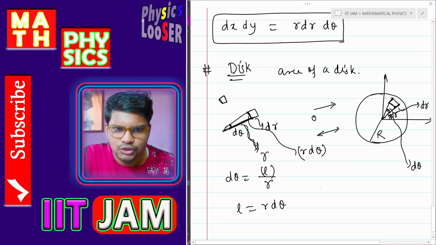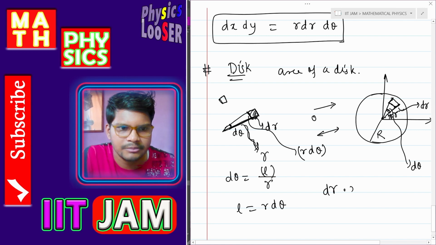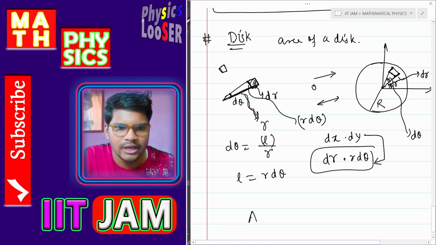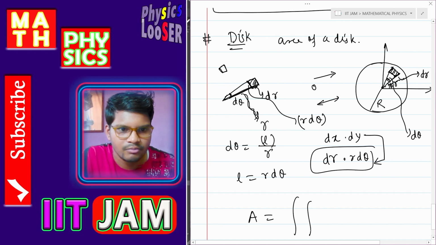Okay. So since this is a rectangle, what is the area of this small piece? This small area will be this length into this length. So this length would be dr times r d theta. That's why we say that whenever you have an area integral in Cartesian coordinates, we have dx dy. So dx dy would be converted into r dr d theta. So here how we can find the area? The area is this particular region. So area would be r dr times d theta.